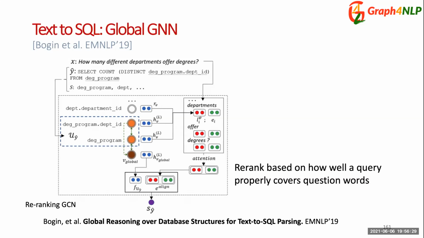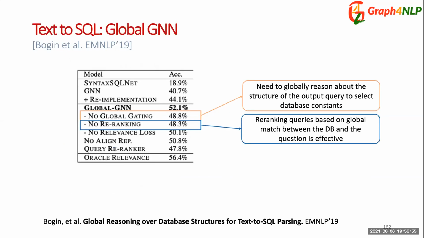So we compute for every single question word a representation of the database constant it is aligned to. The goal is to allow the model to recognize whether there are any attended words that align with a database constant, but are not selected by the current predicted query. So we want to really capture the obvious mistake that there's some constant mentioned in the question, but not appearing in the query.